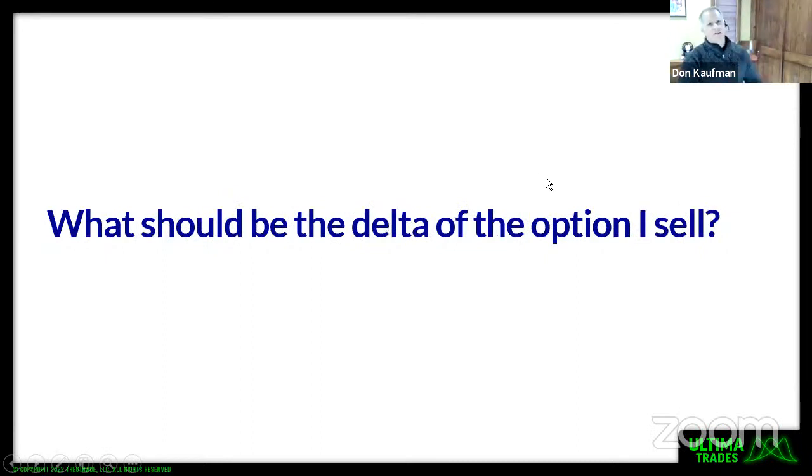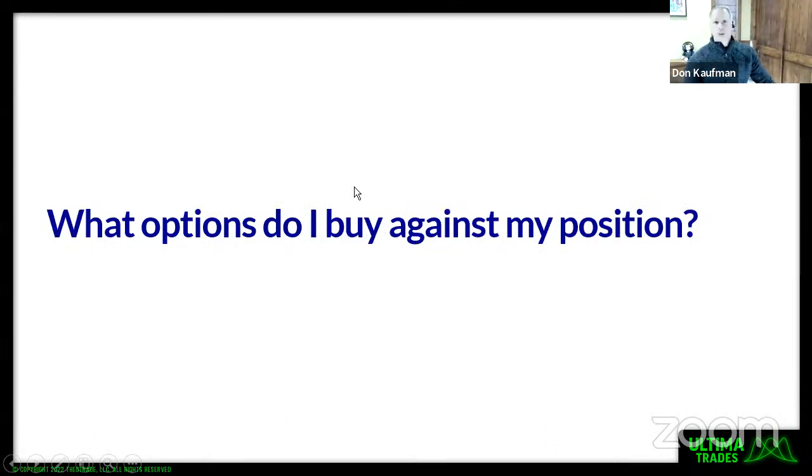What should be the delta of the option you sell? Meaning that the delta and the probability are analogous with one another. We'll give you the delta, the probability, of the option you sell. What options do I buy? What I'm talking about here is what options do I buy against my position. I'm talking about a VIX volatility spread. What do you buy?